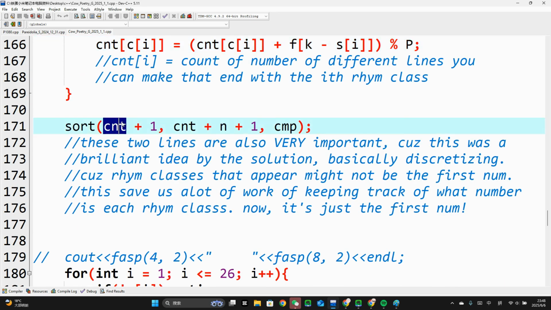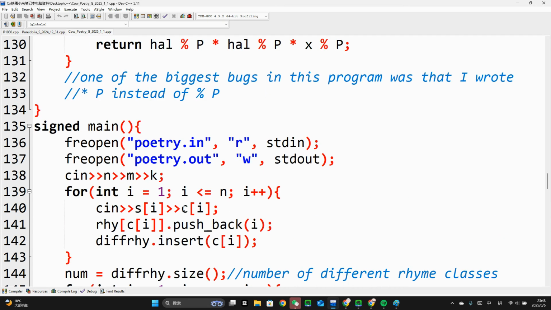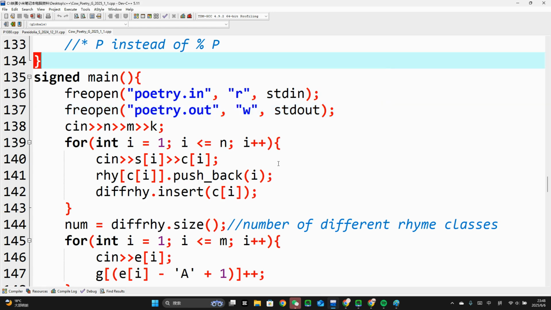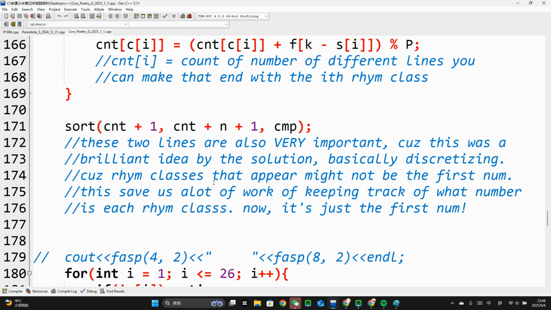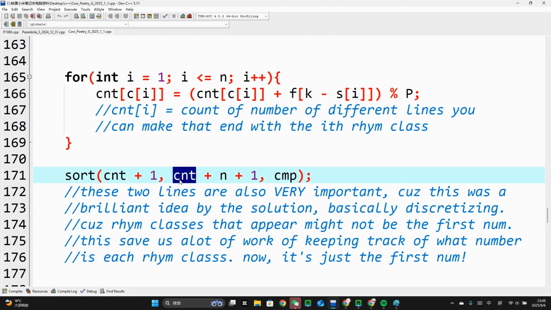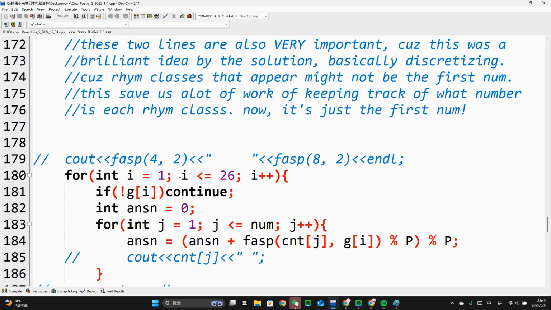And then we do a sort kind of thing, which is like discretizing, because when we input it, all the rhyme classes are not necessarily adjacent, right? We might have rhyme classes 1, 3, and 5, and that's very inefficient. So after we sort them, we're just going to have rhyme classes 1, 2, and 3. That's a lot more convenient than 1, 3, 5. So it's a tiny discretizing process.